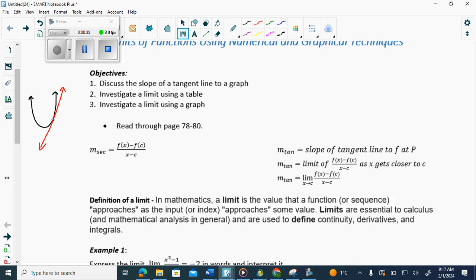Investigate a limit using a table, investigate a limit using a graph. Now limits. If I can get you guys to understand what a limit is, it's actually a really, really easy definition. It's hard to wrap your brain around for some people. So a limit is not what the value is at that x value, it's what it approaches.